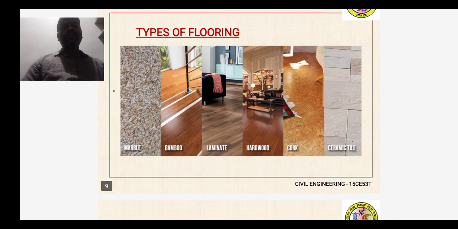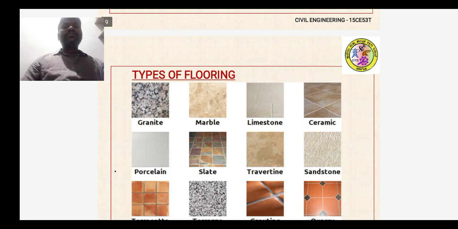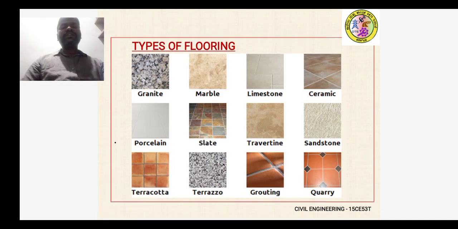Types of flooring: marble flooring, bamboo, laminate flooring, hardwood, cork, ceramic tiles. In this picture, types of flooring: first one is granite flooring, second is marble, limestone, ceramic, porcelain, slate, travertine, sandstone, terracotta, terrazzo, grotting, quarry.